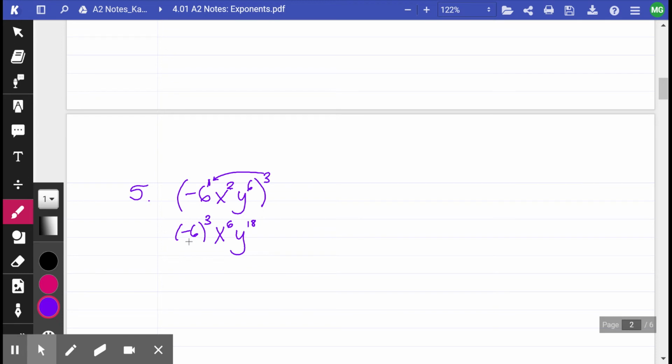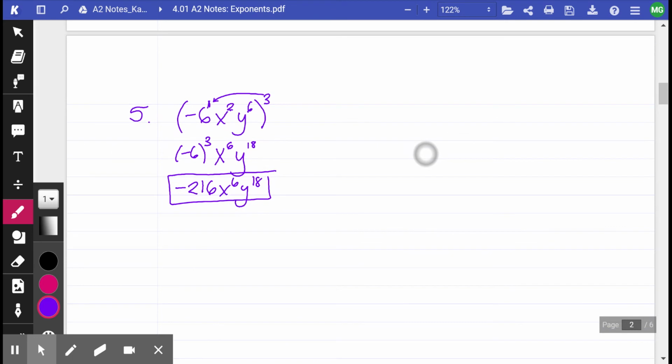You always want to simplify. So you can type this part into your calculator, negative 6 raised to the 3rd. Make sure you remember that negative in parentheses. It should give you negative 216. And we keep x to the 16th, y to the 18th. Those are positive exponents. So we're good on that one.